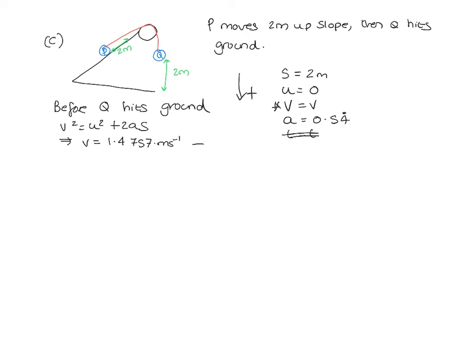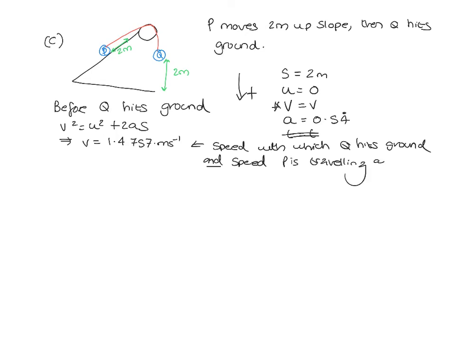Now, this is the speed with which Q hits the ground, but it's also the speed P is travelling at when Q hits the ground. Remember, they're connected by this light, inextensible string, so they have the same acceleration at the same time and the same velocity at the same time before Q hits the ground.